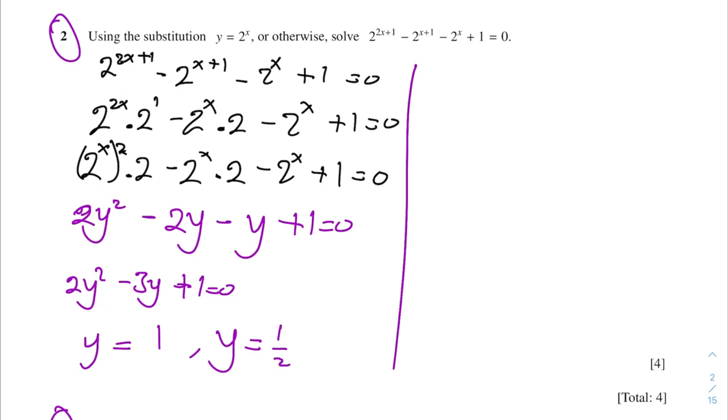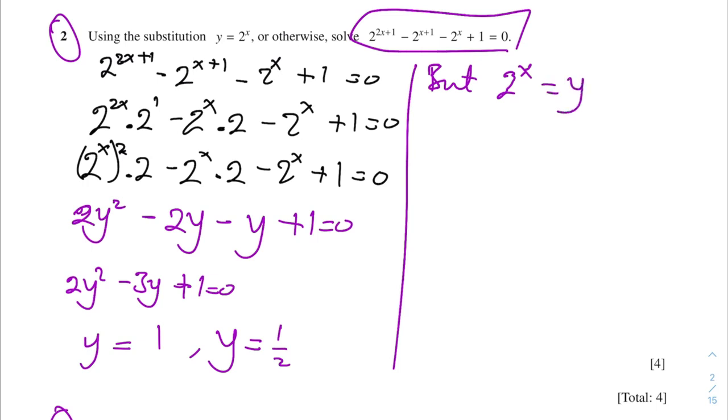But I'm not done. Because they gave me the question in terms of x, okay? Everything here is x. So you have to say, but 2 to the power x is equal to y. Well, that means that our first answer, we have 2 to the power x is equal to 1, because that's what the first y is. So, how would you get 1 though? Basically, you can write the 1 as 2 to the power 0. And that means that x is 0, because if you compare the bases and the powers, x must be 0.